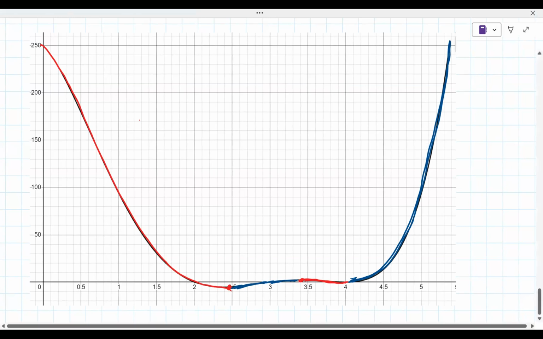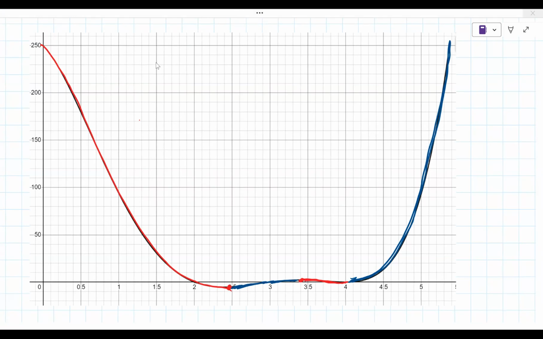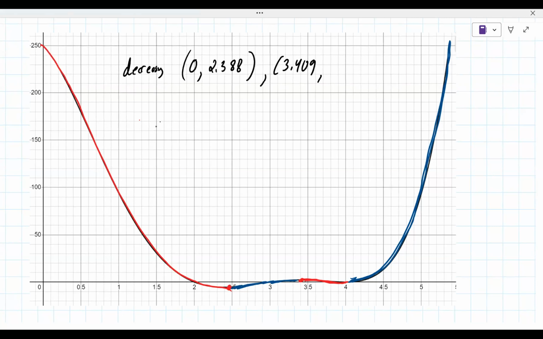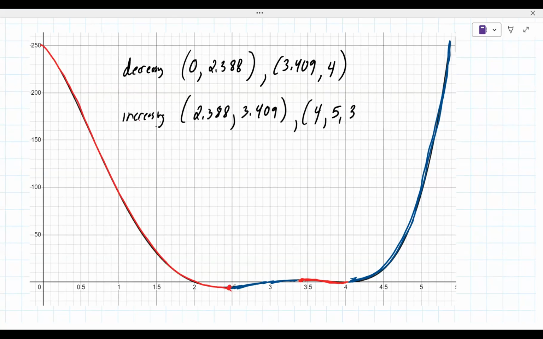Okay. Now we have to actually get those points. So I'm going to go back to the graph and get those points for us. That one and that one. All right. So, and I'll do it right on here. So it is decreasing, and it's an open interval this time, 0 to 2.388, comma 3.409 to 4, and then it's increasing in the other interval, 2.388 to 3.409, comma 4 to 5.372.